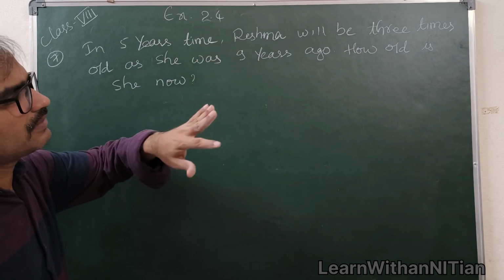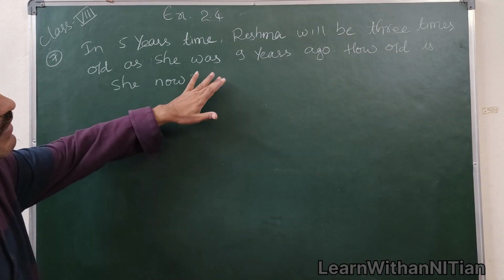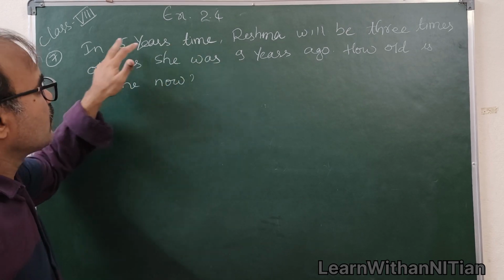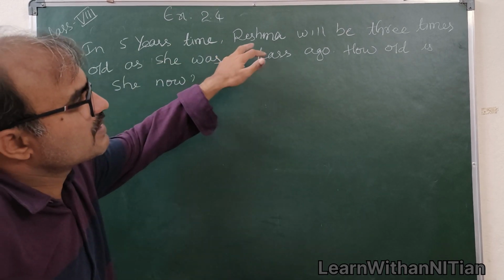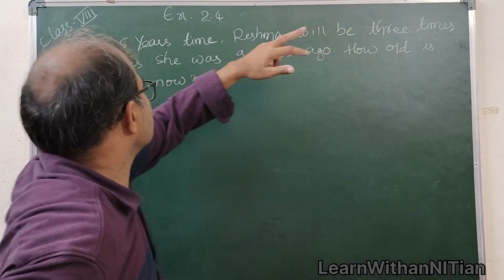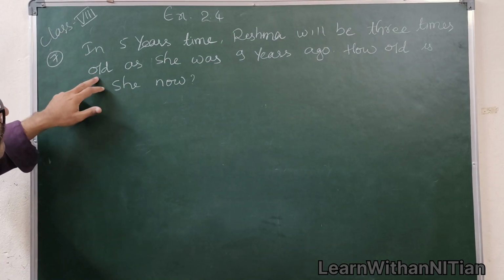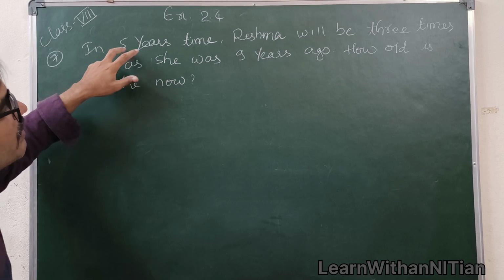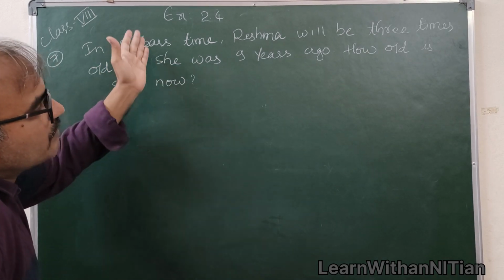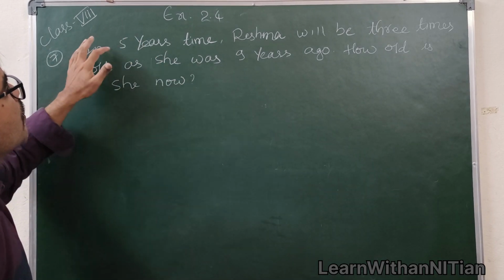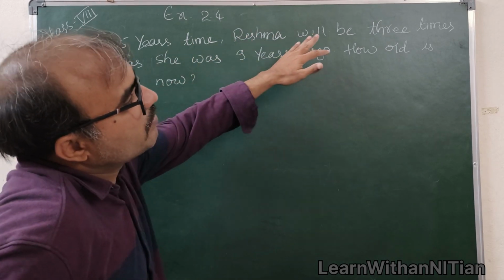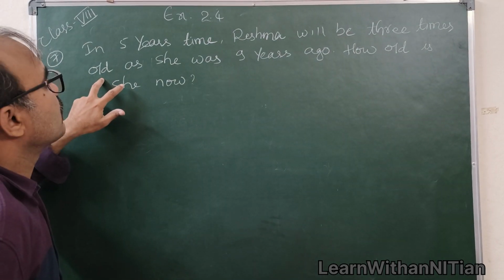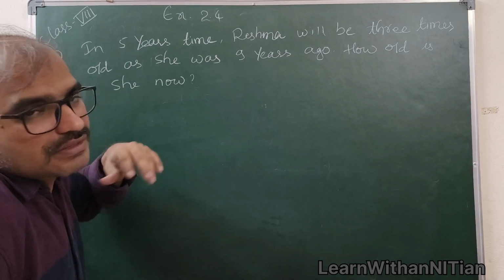First of all, read the question until you understand. If you are confused: in 5 years time, Reshma will be 3 times as old as she was 9 years ago, right? In 5 years time means after 5 years from now, Reshma will be 3 times old. 3 times means 3 into. As she was 9 years ago.